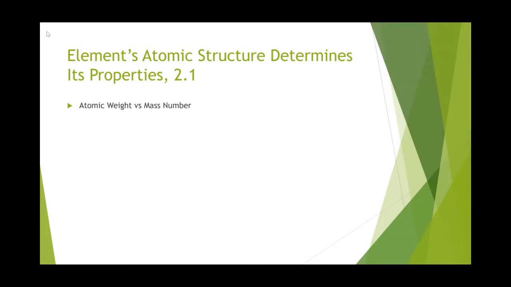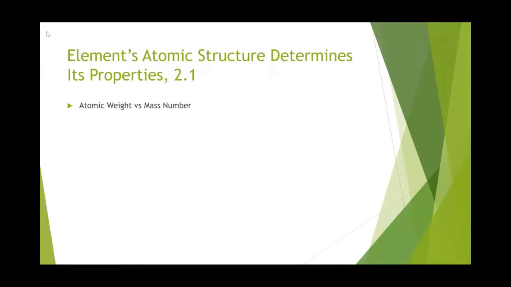So let's start. Atomic weight versus mass number. Can anyone tell me what the difference is between these two? Shout it out if you want. Just tell me, what's the difference between atomic weight versus mass number? So atomic number is, I think, the number of protons and neutrons, or protons and electrons, and then the mass number is, I'm not sure. Oh, I was thinking opposite. I was thinking mass number is protons and neutrons, and atomic weight is everything together.